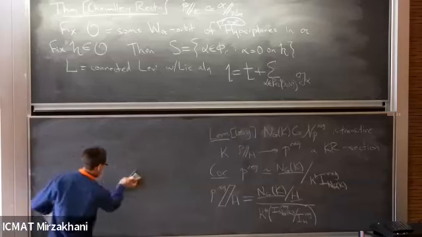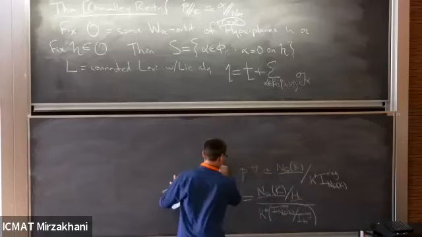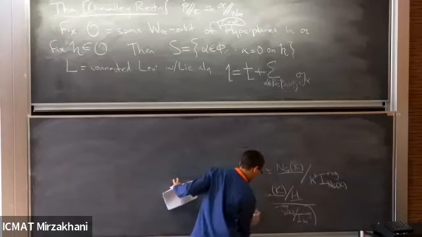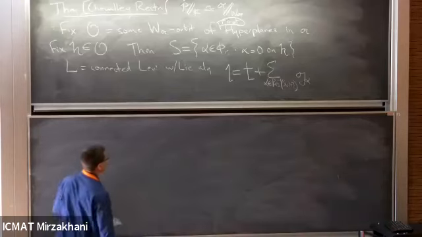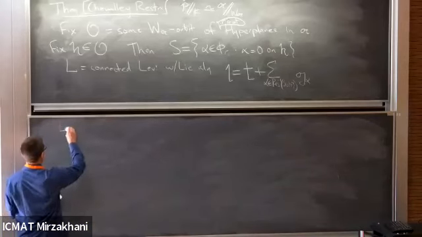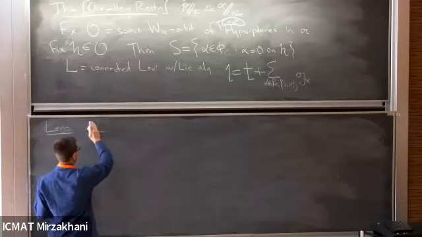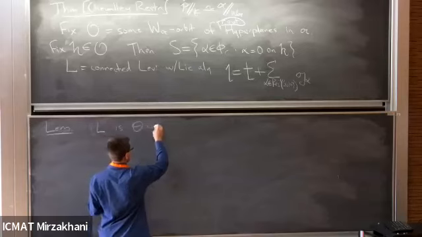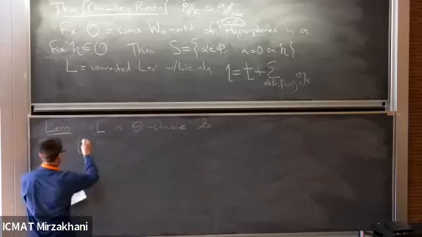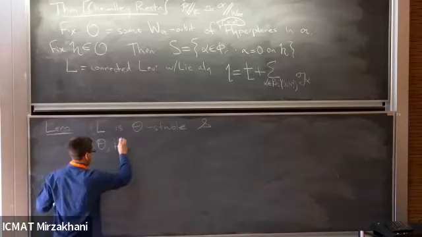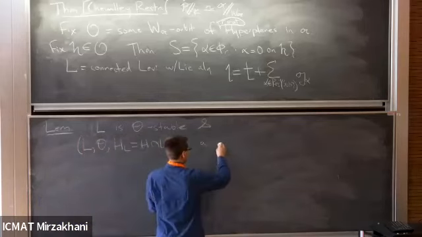The point here is that this Levi, so let me state this lemma. So L, or let me first say L is θ-stable. And this pair (L, θ) together with H_L, which is the intersection of H with L, is a symmetric pair.